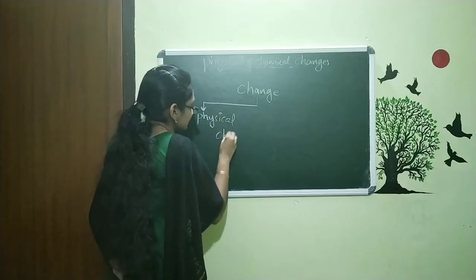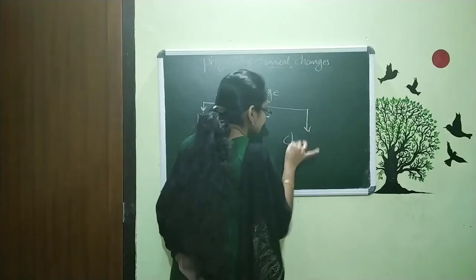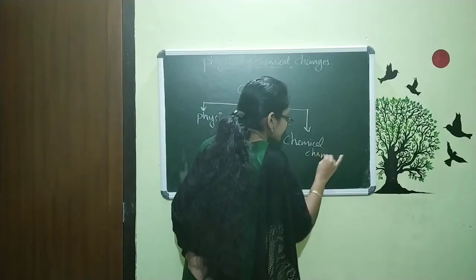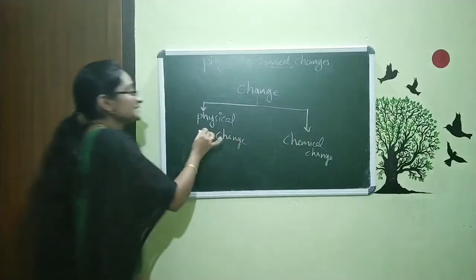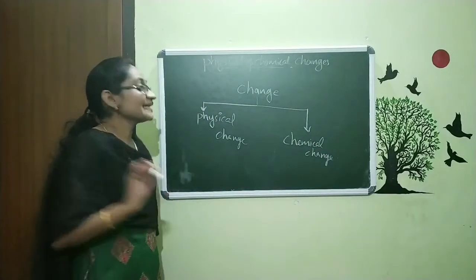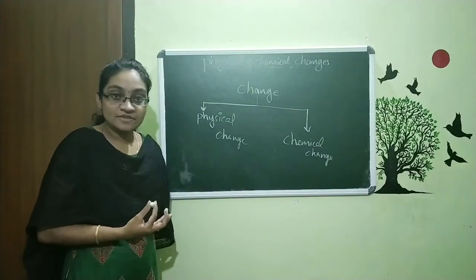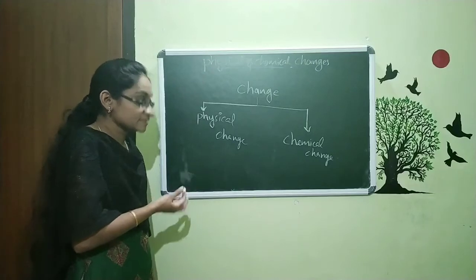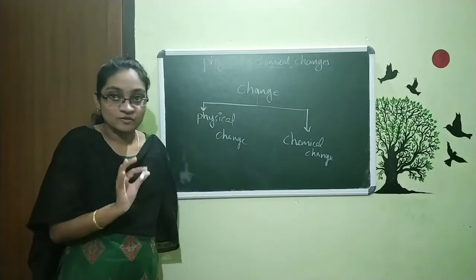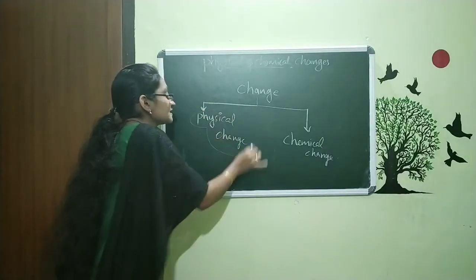physical change and chemical change. Physical change and chemical change. So we want to study in detail what is this physical change, which are the examples and how we can define this, and what is the chemical change, what are the examples, all the things we are going to study in detail. First of all, our topic is this physical change.